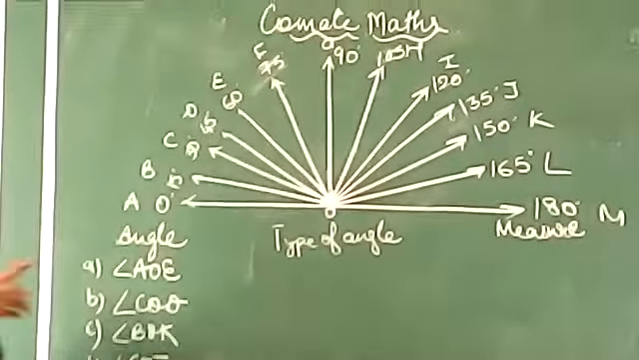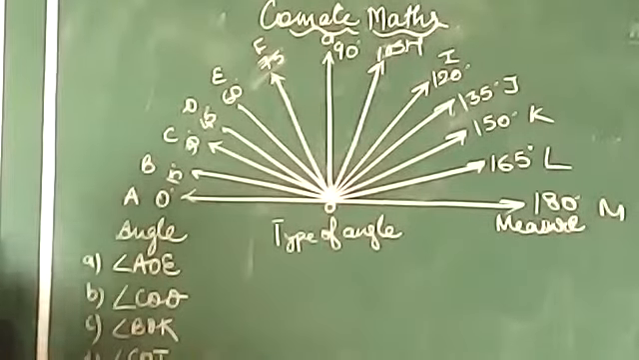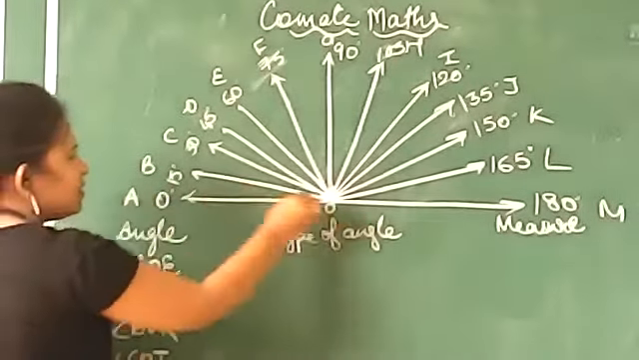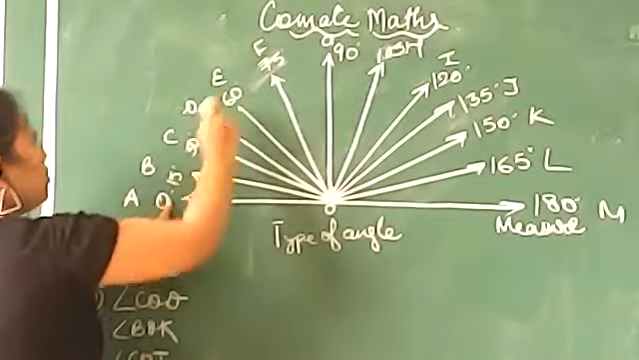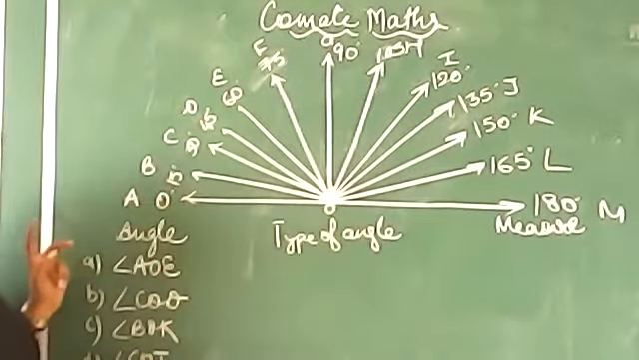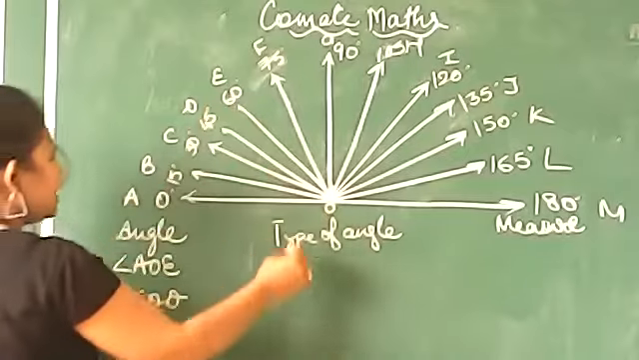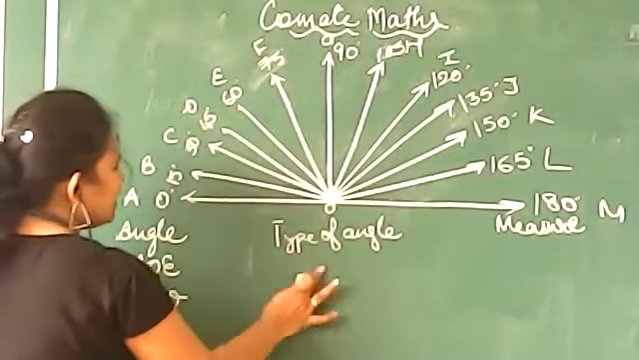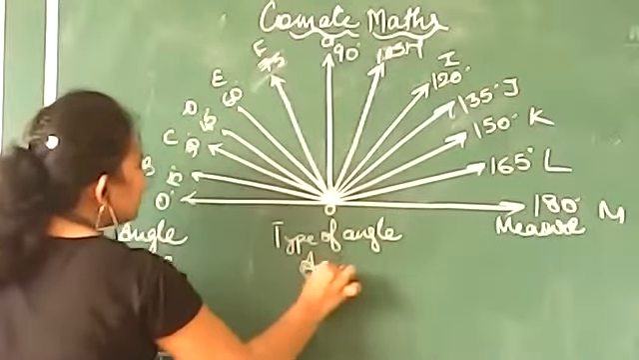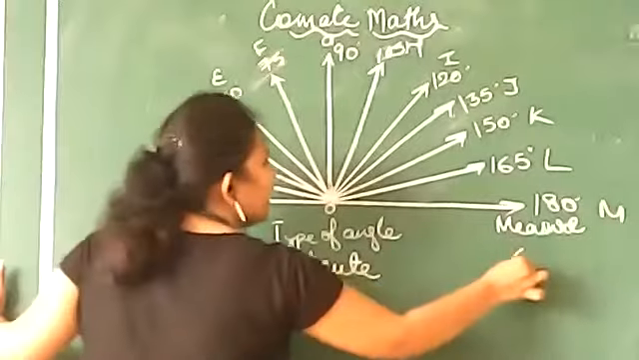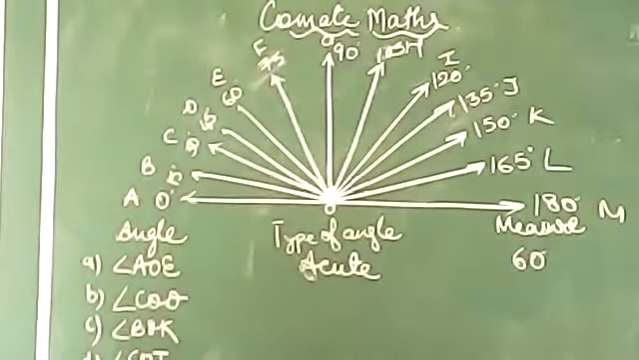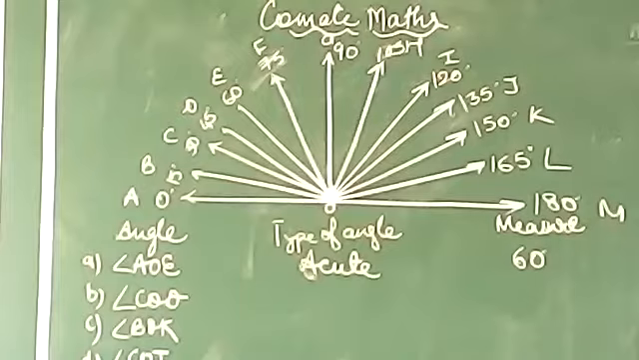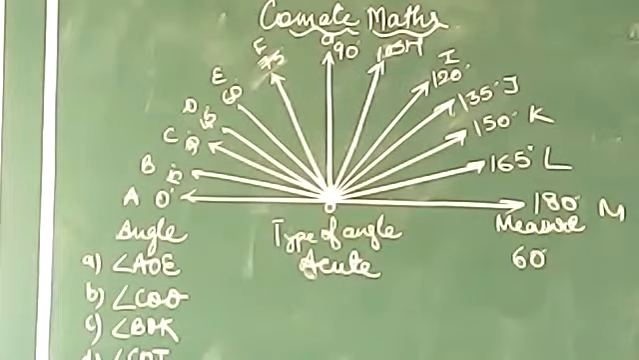The first one is AOE. Look here. This is A, this is O, and this is E. From 0 to 60, we have a difference of 60. This is the measurement line of 60. So this is a total of 60 degrees, which means it is an acute angle. You can first write 60 degrees, and after that what type of angle it is: less than 90. So the name will be acute angle.